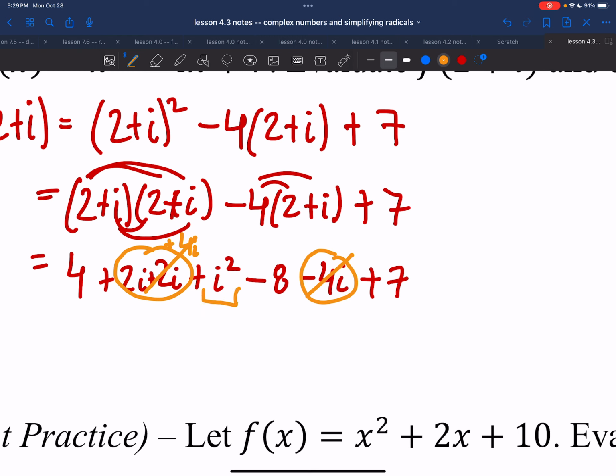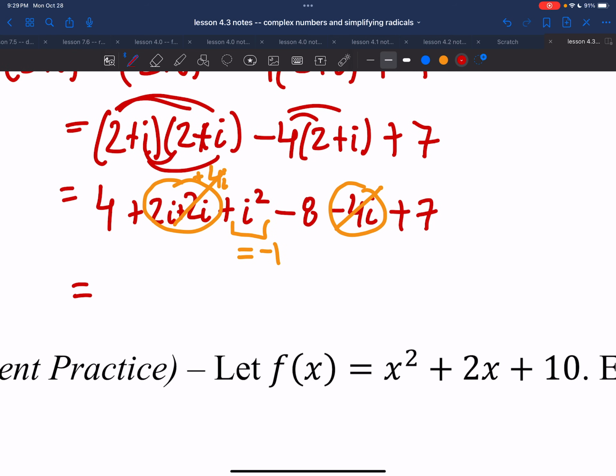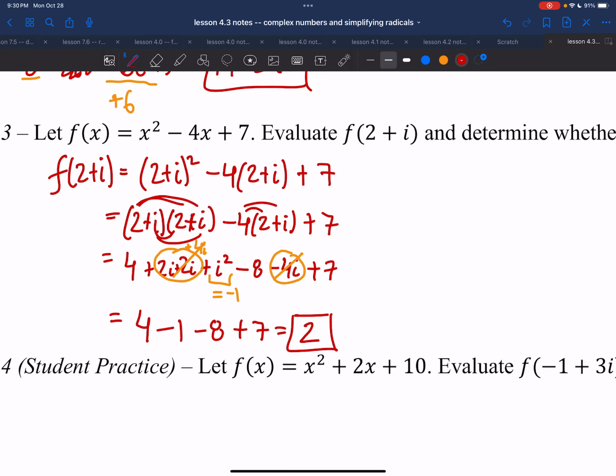Also, I see an i squared here. And as we just discussed, i squared is defined to be -1. So if I replace i squared with -1, then basically what I have is 4 minus 1, and then a minus 8, and then a plus 7. And so let's just add those. 4 minus 1 is 3. 3 minus 8 is -5. -5 plus 7 is 2. And that's it. That's my answer, right?